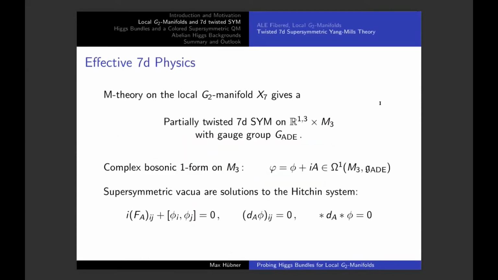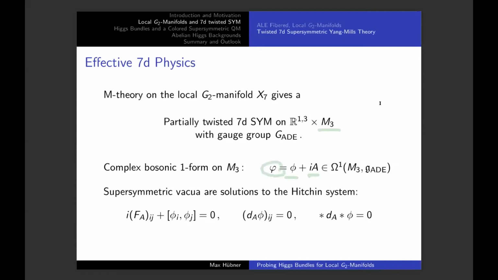So, where does this come from? M theory on this local G2 manifold, X7, gives, after reduction along the ALE fibers, a partially twisted super Yang-Mills theory on M3. The scalars along M3 are twisted into a one form, which is the Higgs field, and this complexifies with the connection along M3 into this complex Lie algebra valued one form phi.